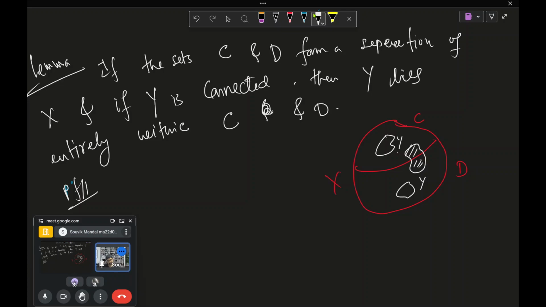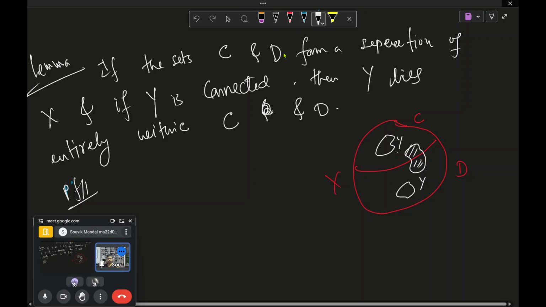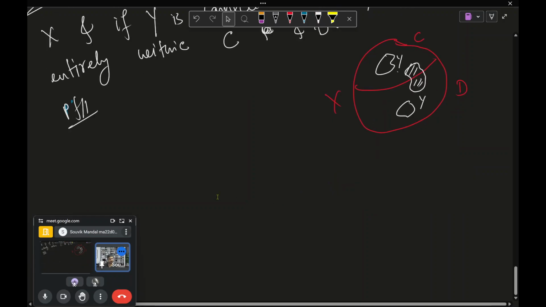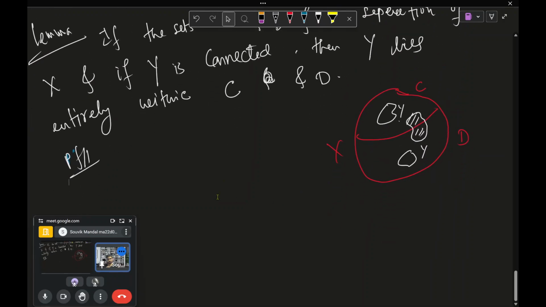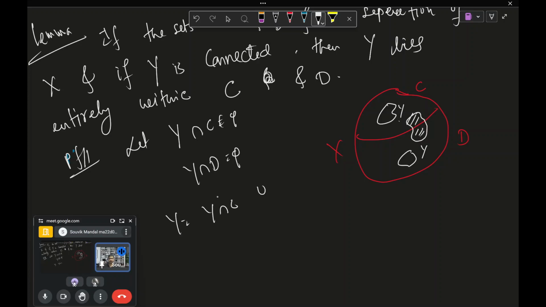Any idea how to proceed? Look, this is a direct application of the definition. You start with a contradiction. So let Y intersection C be non-empty and also Y intersection D non-empty. Then Y can be written as Y intersection C union Y intersection D. Now C and D are a separation, so C and D are open in X. So C intersection Y and D intersection Y are open in Y.